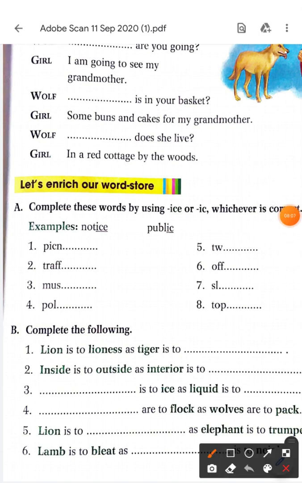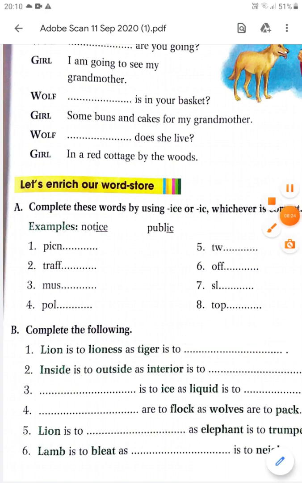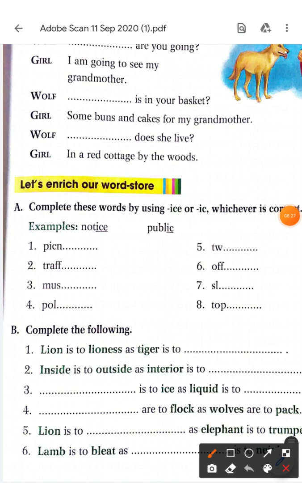Now children, see, something important. Take care of the spelling. Tiger becomes tigress. It should be tigress. Pronounce with me, tigress. Inside is to outside as interior is to, opposite side. Interior means the inner part, is to outer part. So the word is exterior. Inside is to outside as interior is to exterior.